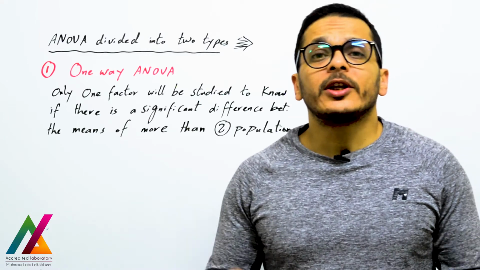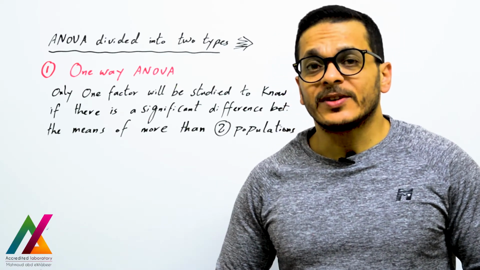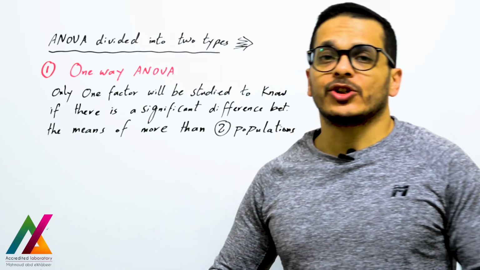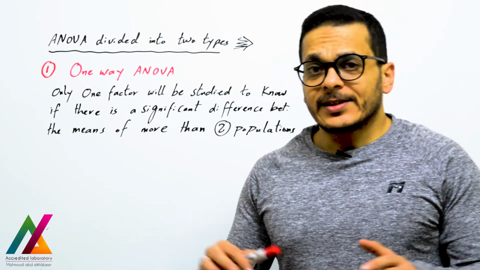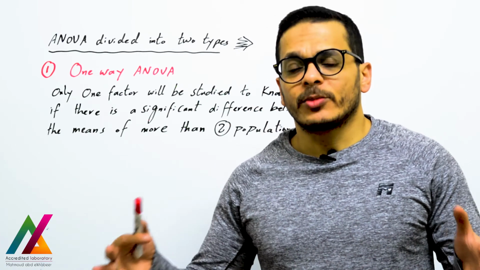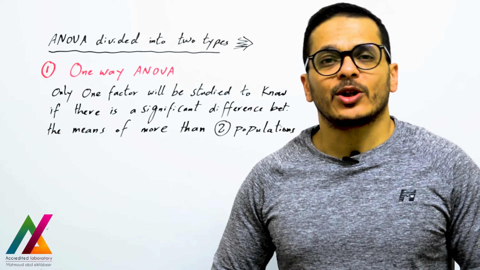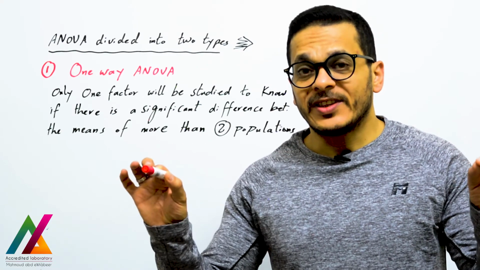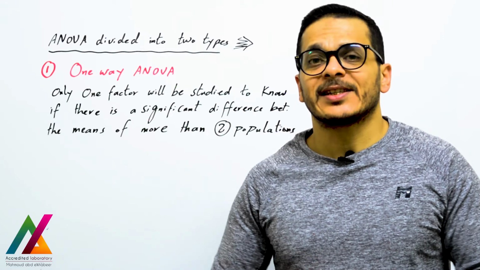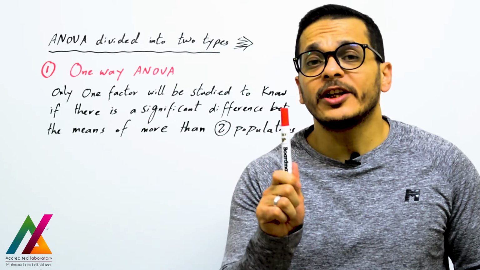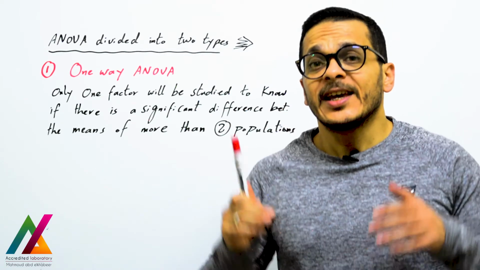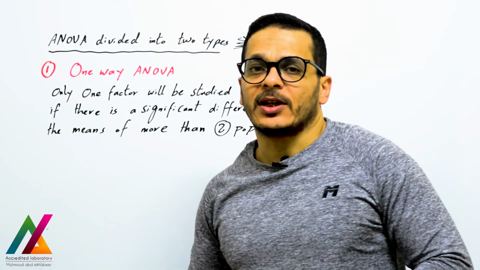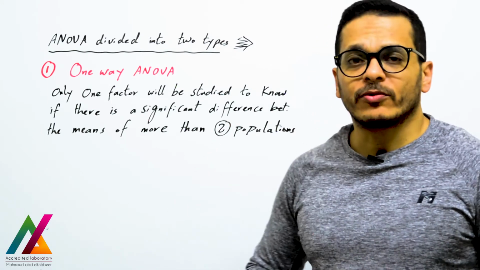In one-way ANOVA, only one factor will be studied to know if there is a significant difference between the means of more than 2 populations or not. As an example for that, if you have 3 instruments used to analyze the same target analytes, you want to compare the performance of these 3 instruments. So you have only one factor to be studied, which is the accuracy of these instruments to analyze the same target analytes. So you can use one-way ANOVA to do this.